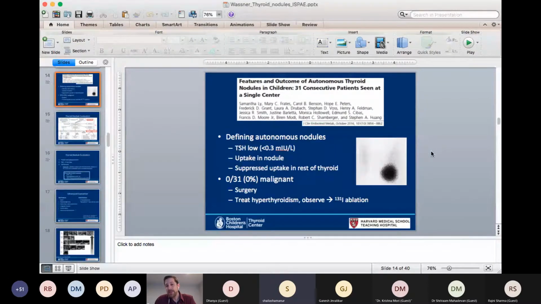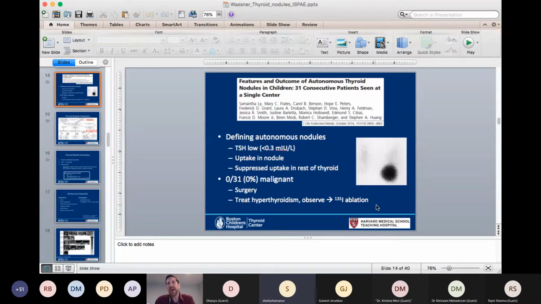So personally, if I had a good surgeon who could do this lobectomy safely, I would probably take it out because it's not going to go away. It's going to be large, and it's probably not going to get smaller. And we're going to be treating the hyperthyroidism for a long time. I don't think radioiodine ablation is a bad idea. I think one could consider it.